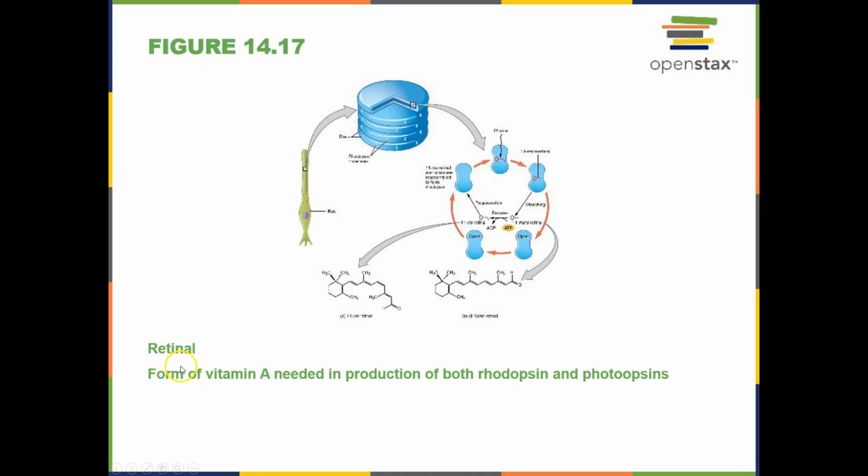So retinol is a form of vitamin A that is needed in the production of both rhodopsin and photopsins, which I just mentioned. So without the retinol, without vitamin A, we wouldn't have these two pigment molecules that can take in light information, and that can lead to blindness as well. In some countries where they don't get vitamin A, a lot of individuals tend to go blind just because they can't produce the proper opsins.